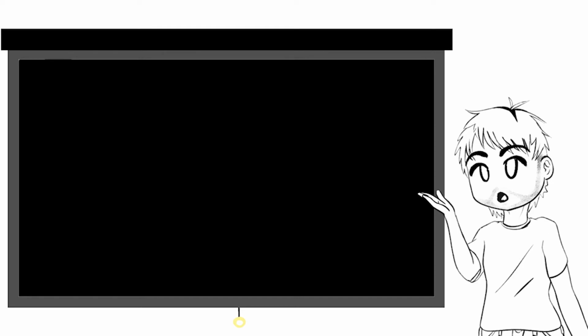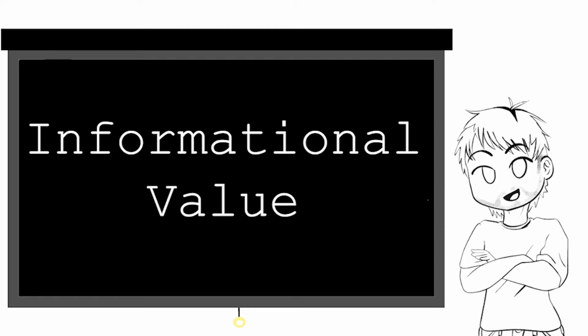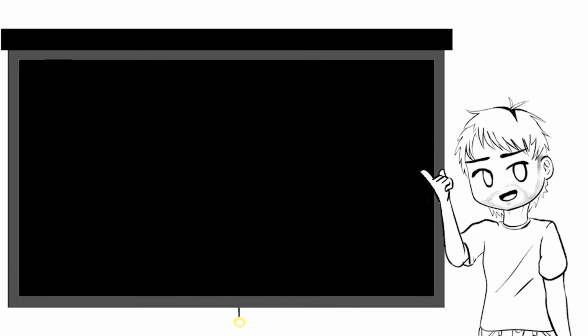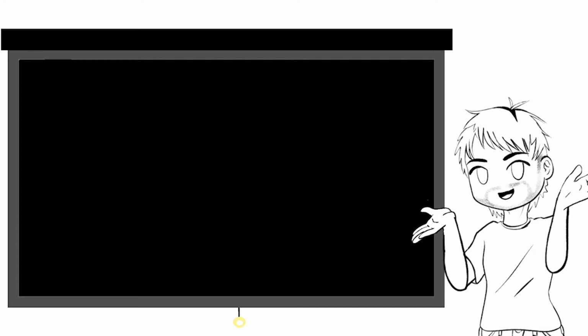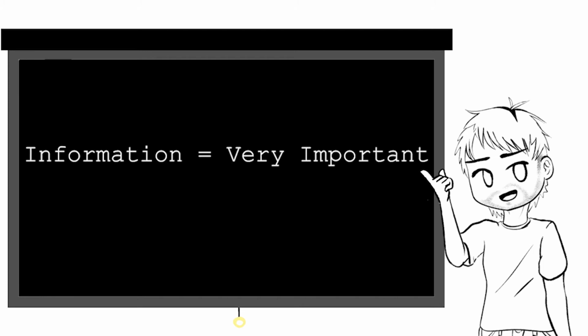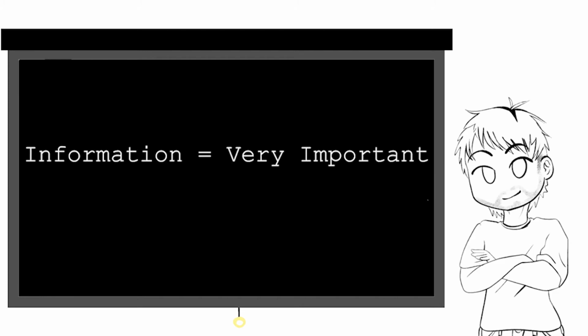The next kind of value I'd like to go over, I like to call informational value. This is basically just understanding what your opponent has access to, what things are likely to be in their hand, or what your opponent's current goals in the game are. Or even simply misleading your opponent as to what you have. After all, information is a very important part of the game.